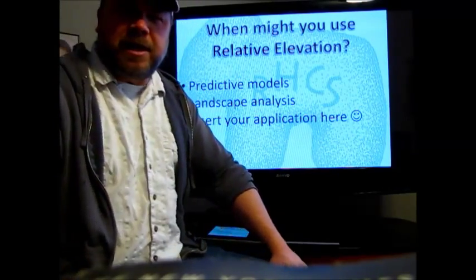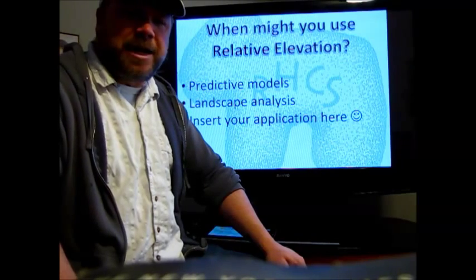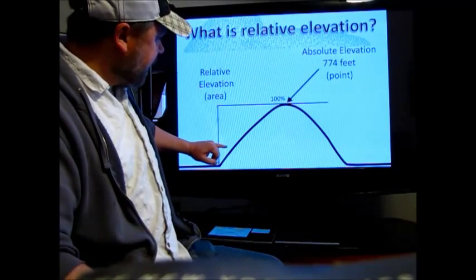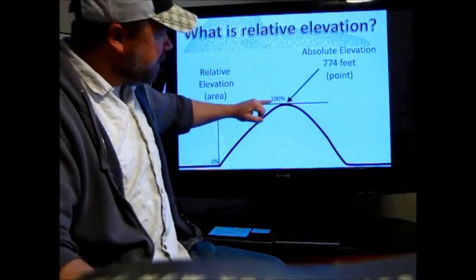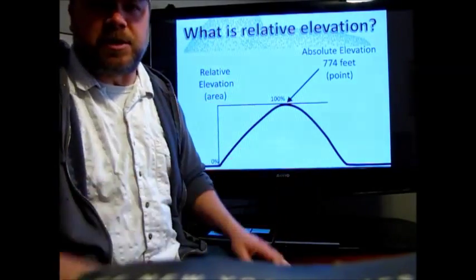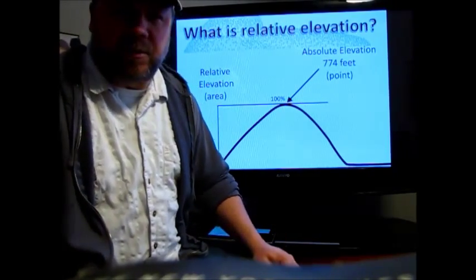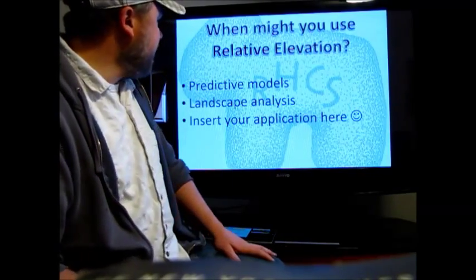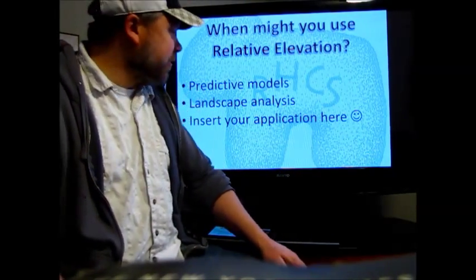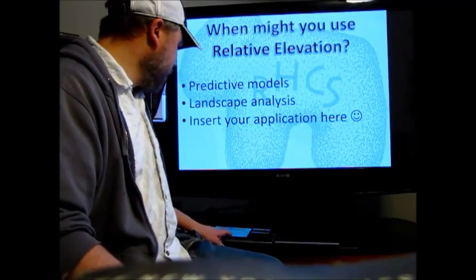Another might be landscape analysis. Another way that I've used relative elevation is for creating landform classifications. If we go back again, we might break up these hill slopes into certain segments and call a certain segment, maybe from 50 to 70%, a side slope or something like that. So it's a good way for classifying landforms or just any type of landscape analysis. And you can probably come up with your own reasons for using a relative elevation grid. Insert your own application there as to what things you might come up with.